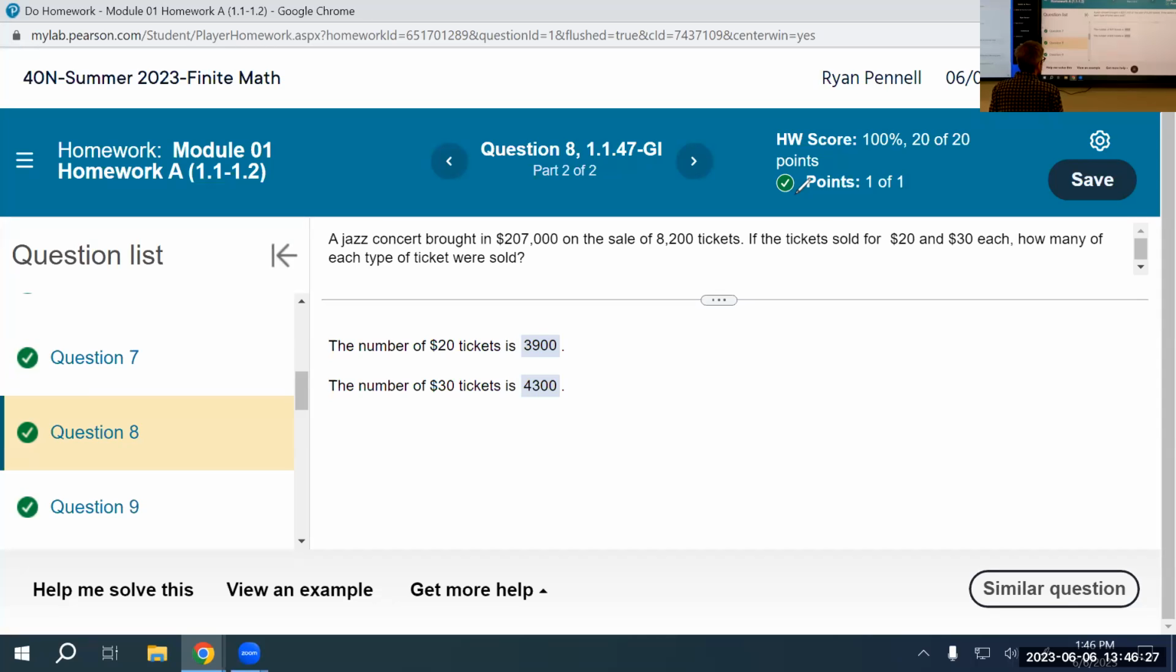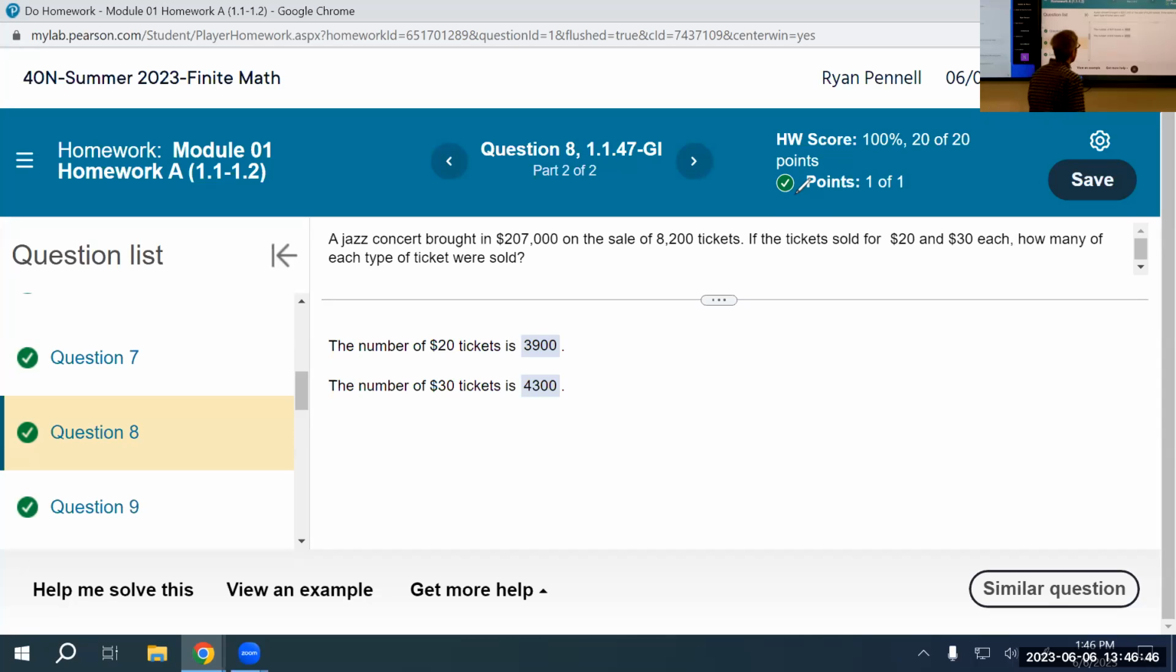But here we have $20 and $30 tickets, and we know how many tickets were sold. And then we also know how much money was brought in. So we've only really learned about lines. How can we set this up so that we can solve it?